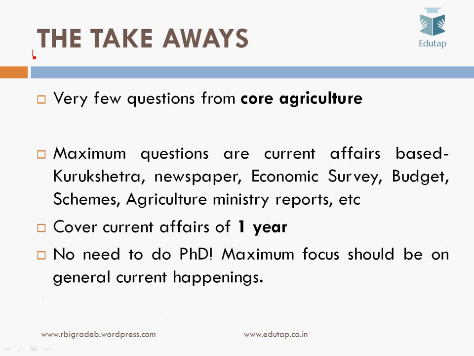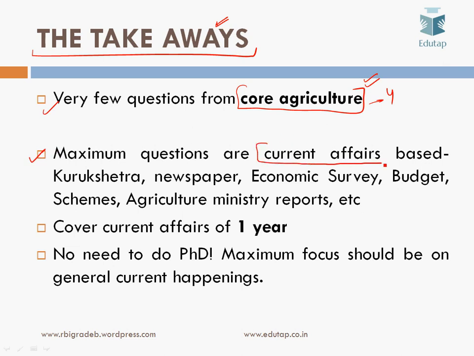Now see, we have discussed almost all the questions that were asked. Now we have to see the key takeaways, that what have you learned from the type of questions that were asked in the previous year paper. The first thing that can be noted is that there are very few questions that were asked from the core agriculture. There were just 4 questions. Ratan is a variety of, Anna is a variety of, which nutrient deficiency leads to falling off of leaves, right? So very few questions were asked from core agriculture topics, and the maximum number of questions were current affairs based.